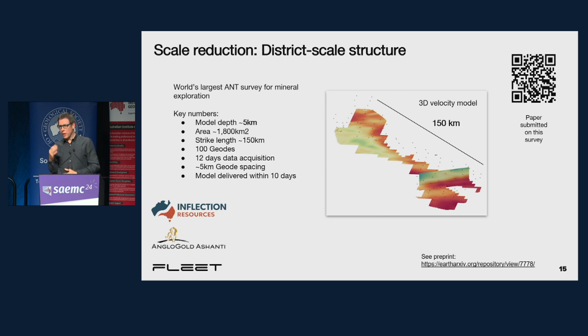They put out 100 geodes, 150 kilometres long, as I said. It's about 1,800 square kilometres. It took about 12 days to acquire the data, and then within 10 days you had a fully three-dimensional model of the seismic velocity down to about 5 kilometres. Now, Inflection and AngloGold were really keen to see this work written up, so we've published or submitted a paper on this as well. If anybody wants to read that, just quickly grab that QR code.